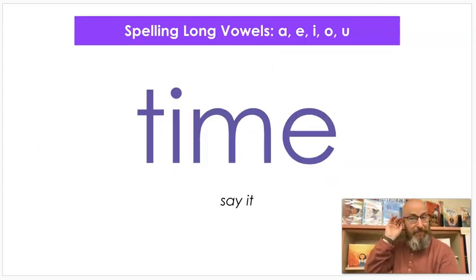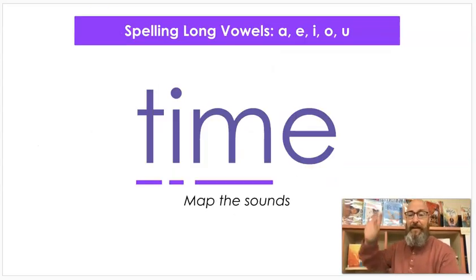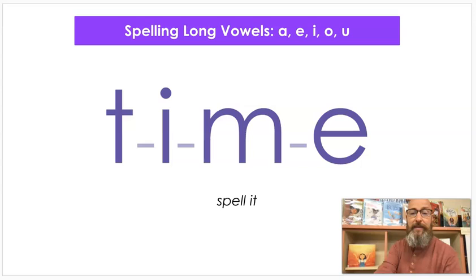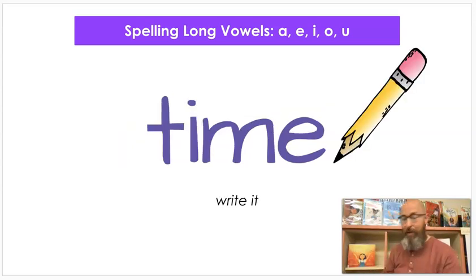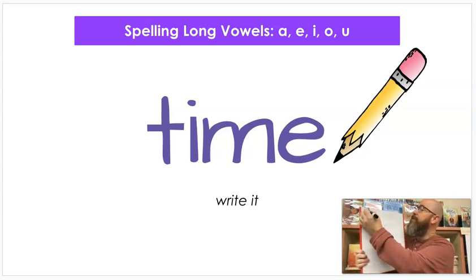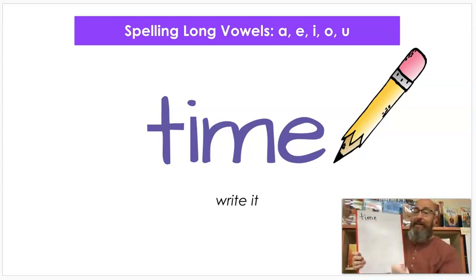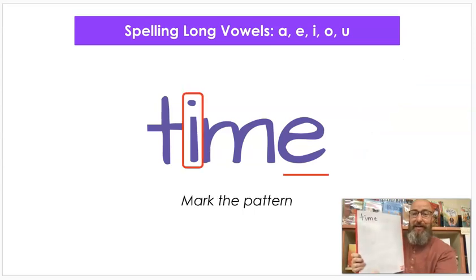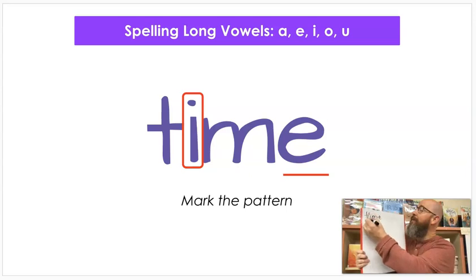Say time. Map the sounds. T, I, m, time. Spell it. T, I, M, E, time. Write it. T, I, M, E, time. What's the long vowel sound? I, that's right. So we're going to circle that I and underline that bossy E.